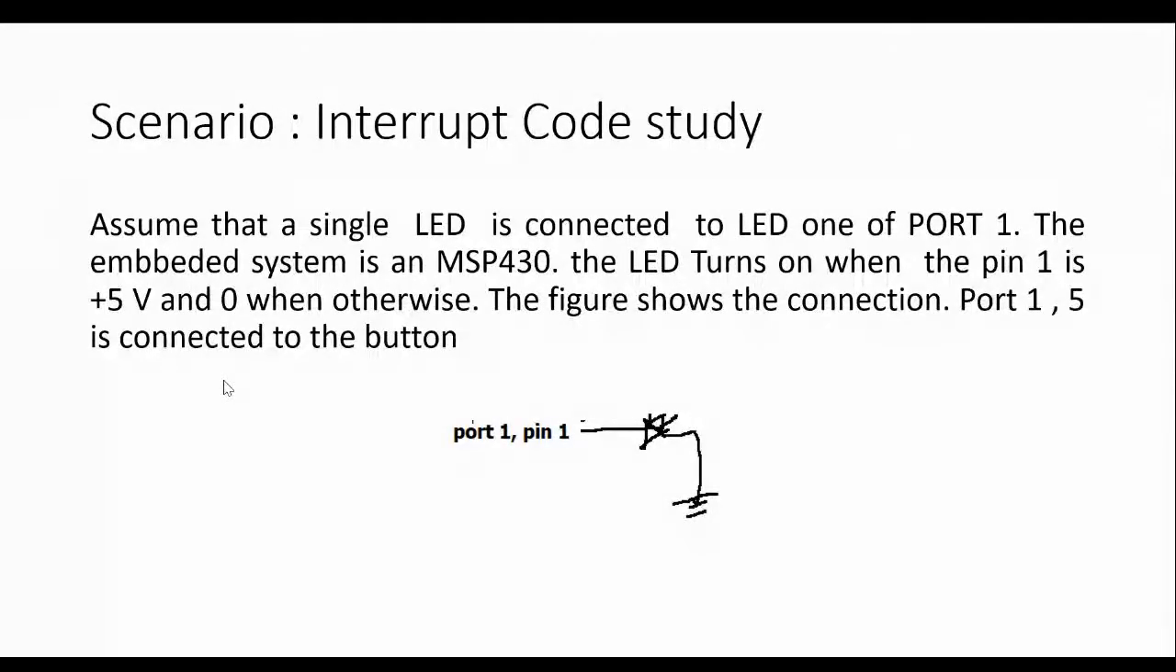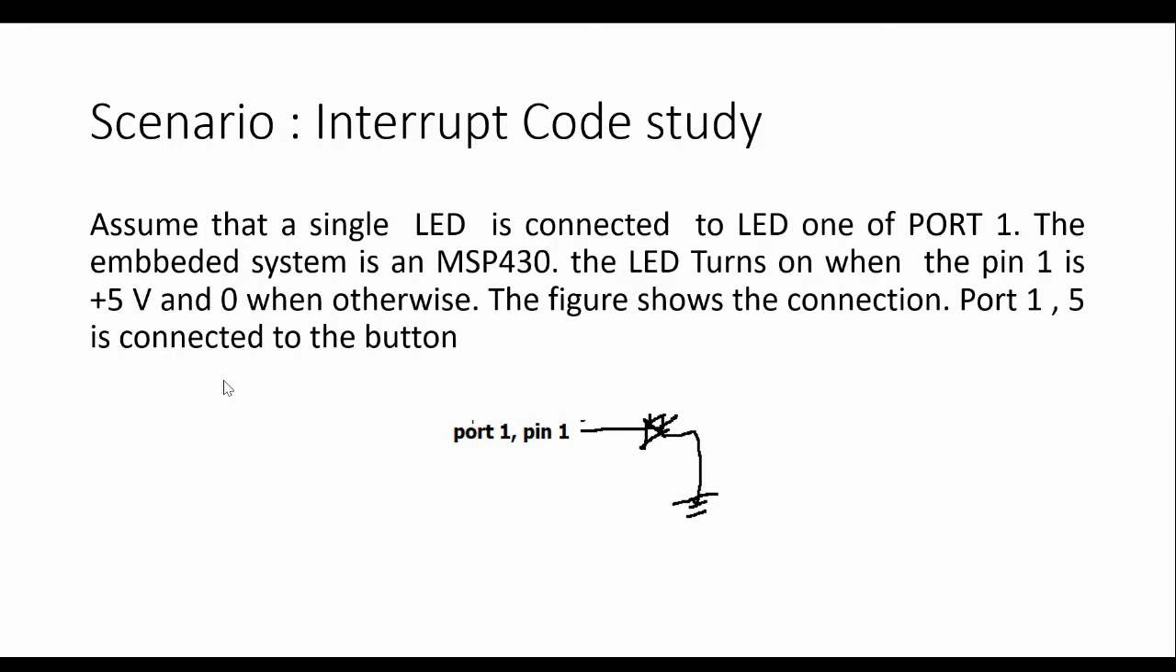Now let's assume that you have an MSP430. There are a lot of different models, some I've never seen before. Let us assume that it is a generic MSP series. Then you have a single LED connected to one of the ports, and this LED is active high. It means that if you put 5 volts on the pin, it will turn on, and if you put 0, it will turn off.